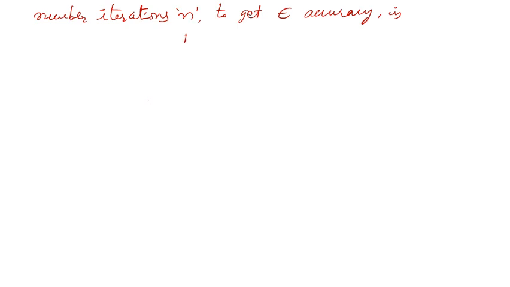Now see, let me use the formula. For the number of iterations n to get epsilon accuracy, the formula is (b minus a) by 2 power n less than or equal to epsilon. And what is epsilon given? 3 decimal accuracy means 10 power minus 3. So here epsilon is 10 power minus 3. Next, a value is 1, the starting interval, and b value is 2.